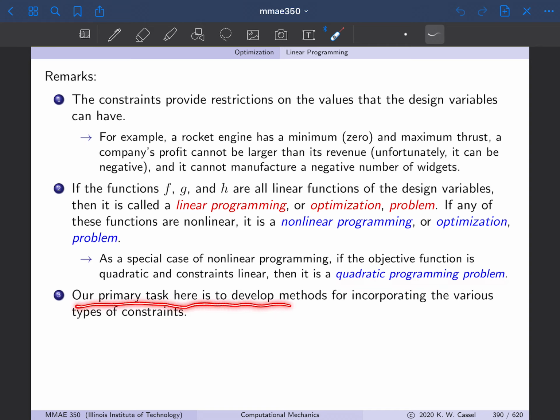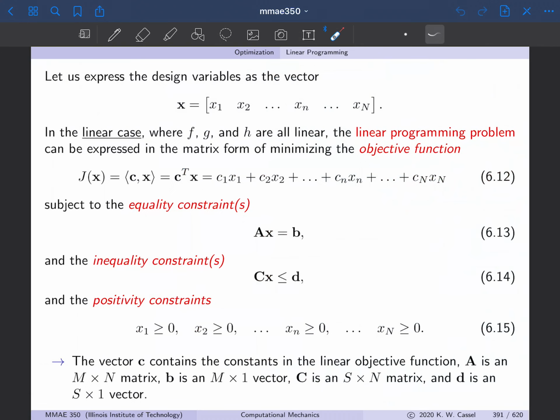So our primary task here is to develop methods for incorporating these various types of constraints. And again, this is what makes the linear programming problem a little bit more difficult. So we're going to take advantage of our linear algebra knowledge. We'll define the design variables as a vector x. So x is a vector and it consists of all capital N of the design variables.